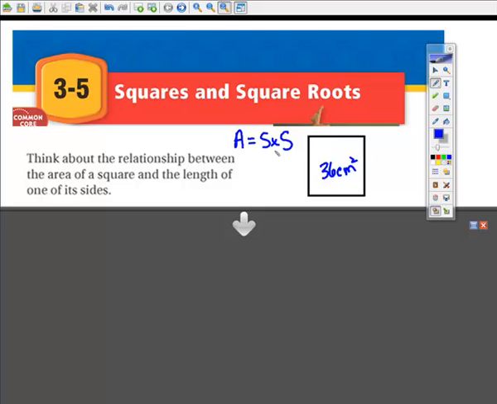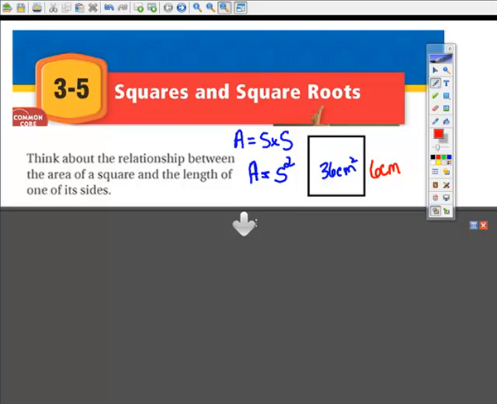If I know that the area is side times side, then I can write it as area equals side to the second power, or side squared. Remember, this is to the first power, and then you add the exponents. So I'm really asking myself, what number times itself gives me 36? And the answer is 6. So each side of this square would be 6.